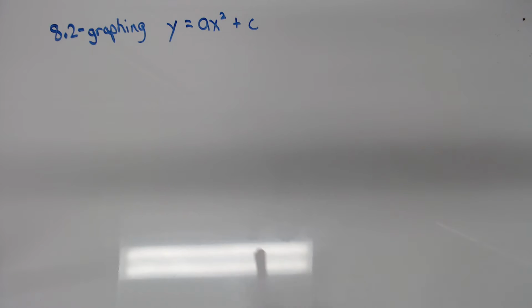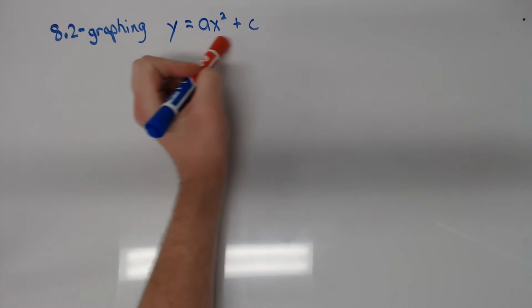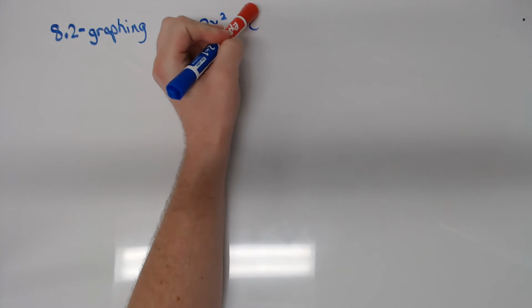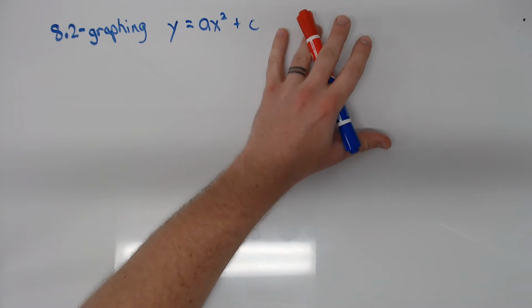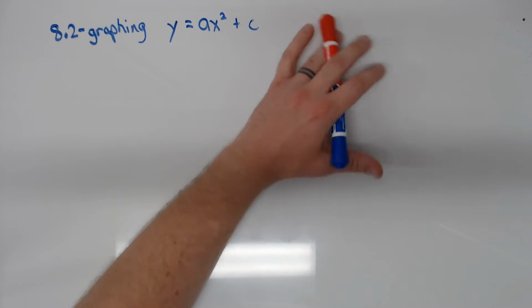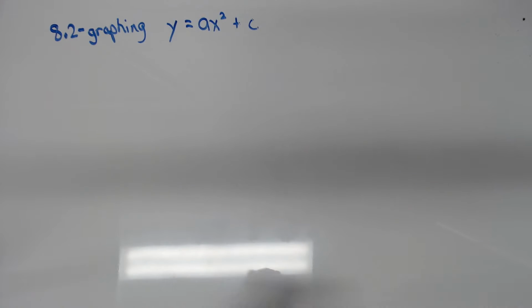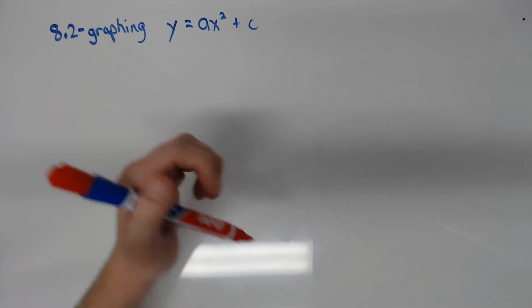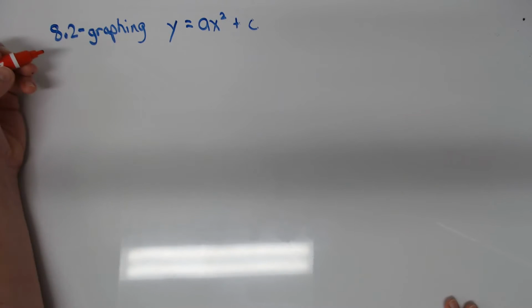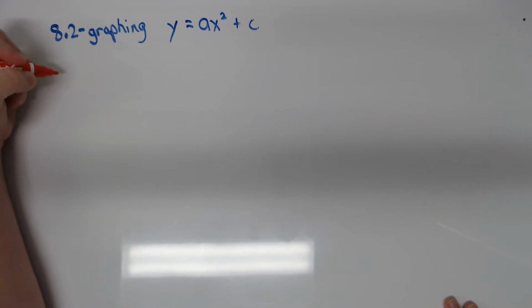Lesson 8.2 is all about graphing a quadratic with a c value added on the end. So the way I'm going to expect us to handle this is pretty similar to 8.1. We'll learn some strategies for doing this a little quicker, but for now we're going to keep with plugging and chugging with a table.